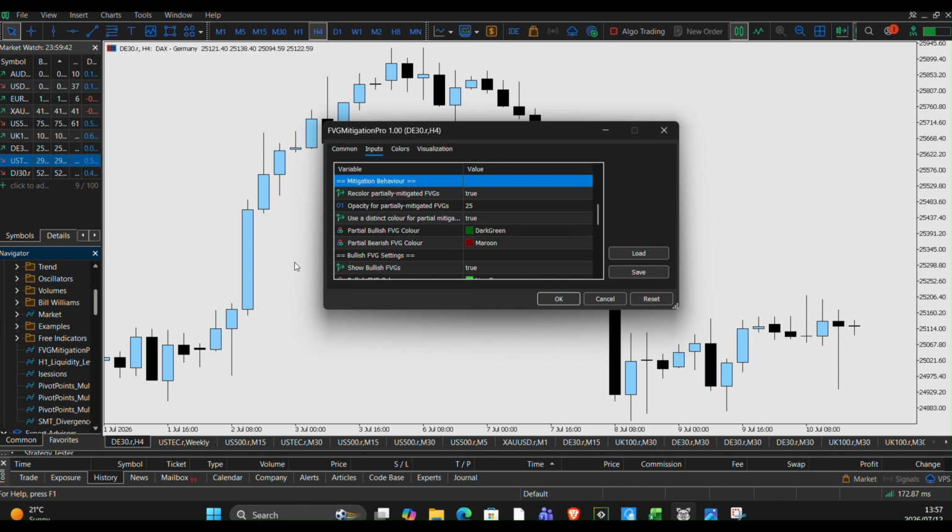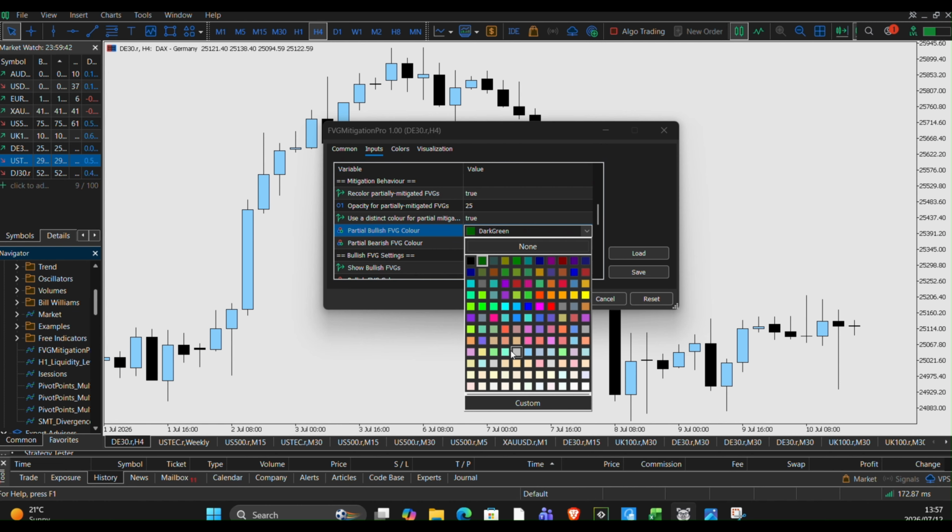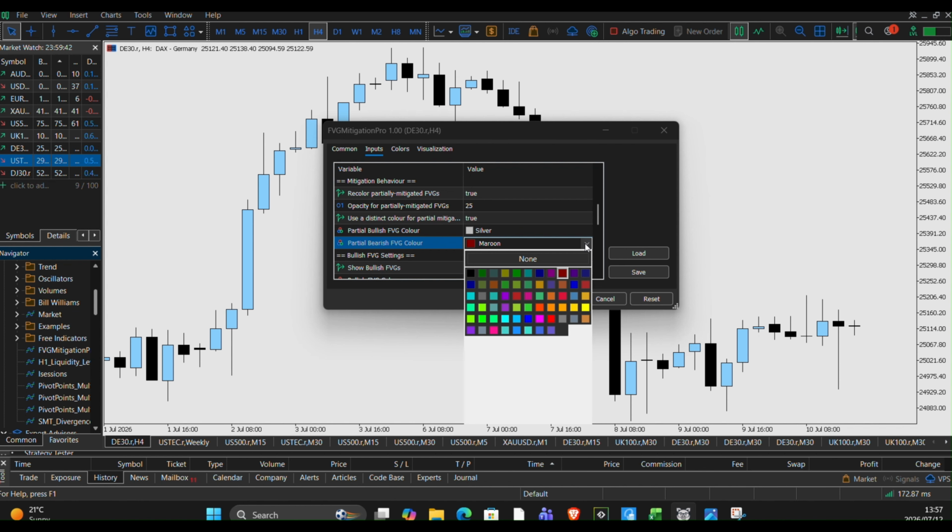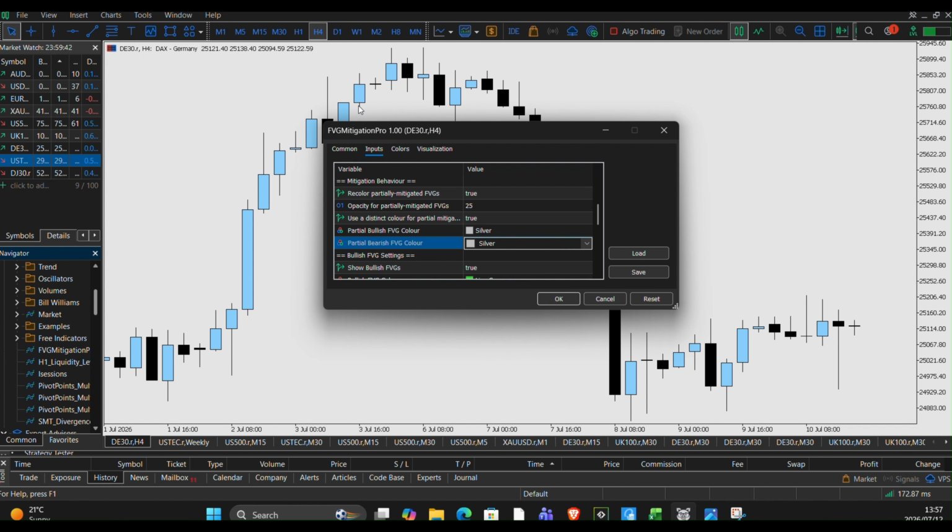When the fair value gaps are fully mitigated, then they actually disappear from your screen completely. So that's a tool that I've also built into it. And in terms of the partial mitigation, I like to keep it as true. You don't have to have it as true. Let's keep them as silver for now. I think silver will be fine. Yeah, silver's good.